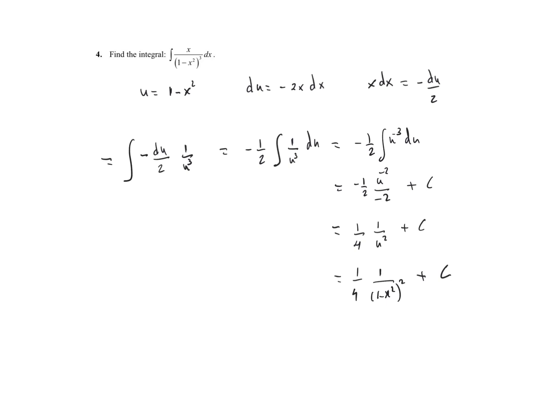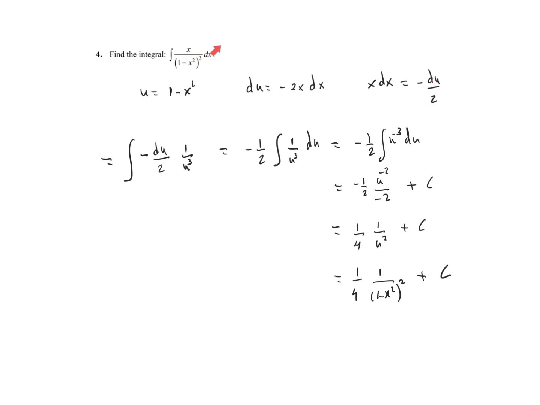Again, you need to find who is u in a way you can identify du. So in this problem, I will choose u to be 1 minus x squared. Why will I choose u equal to 1 minus x squared? Because du, or the derivative of u with respect to x, is minus 2x. So du is minus 2x dx. And now I see x dx here sitting in front of me. So x dx is minus du divided by 2.